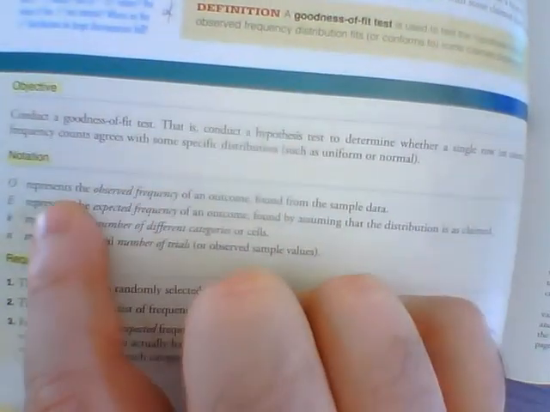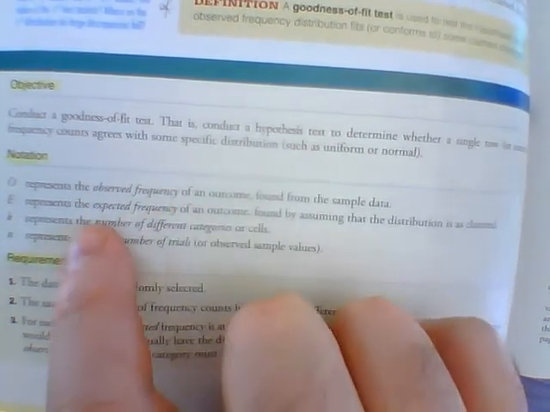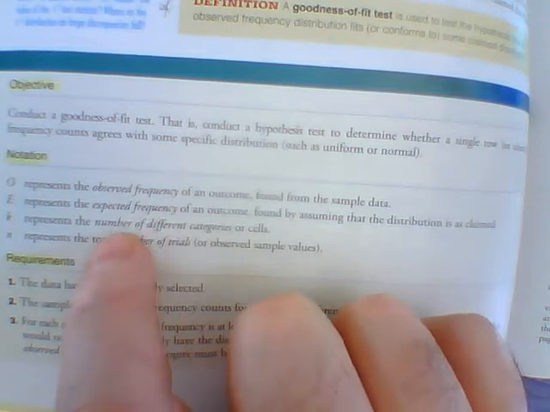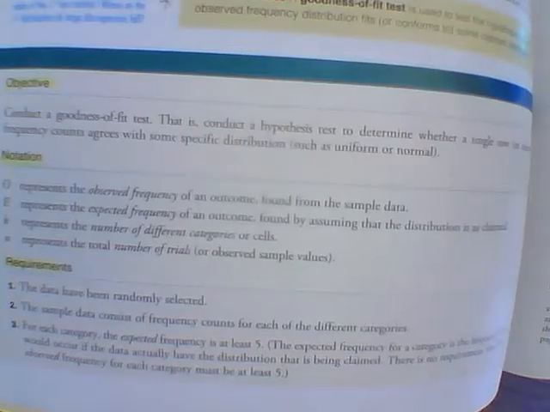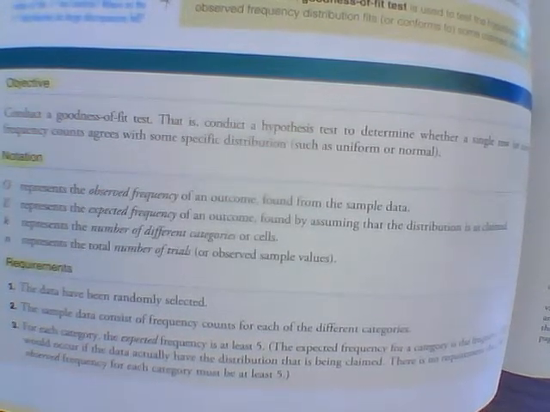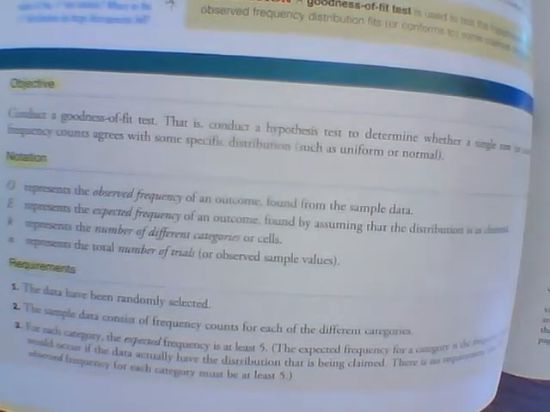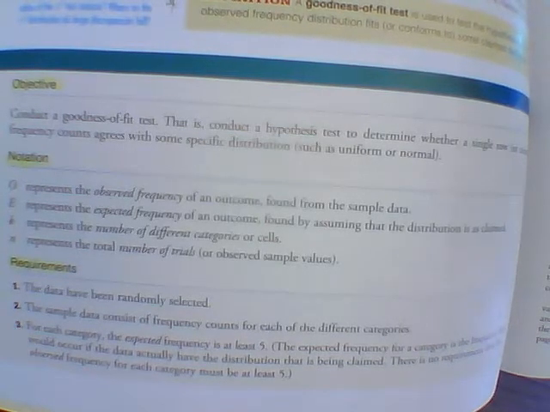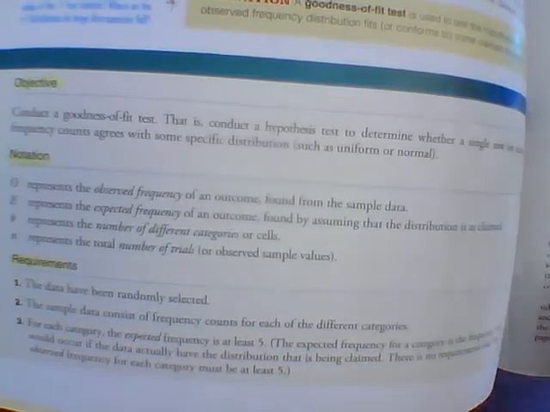So we will have a couple things. We'll have an observed frequency of an outcome, an expected frequency of an outcome, the number of different categories, and the number of trials. Once again, the requirements: the data have to be randomly selected. The sample data consists of frequency counts from each different category. For each category, the expected frequency is at least 5. So we want it to be at least 5.